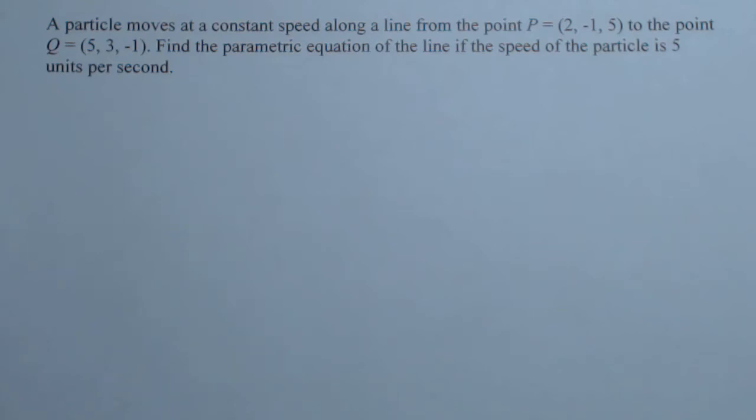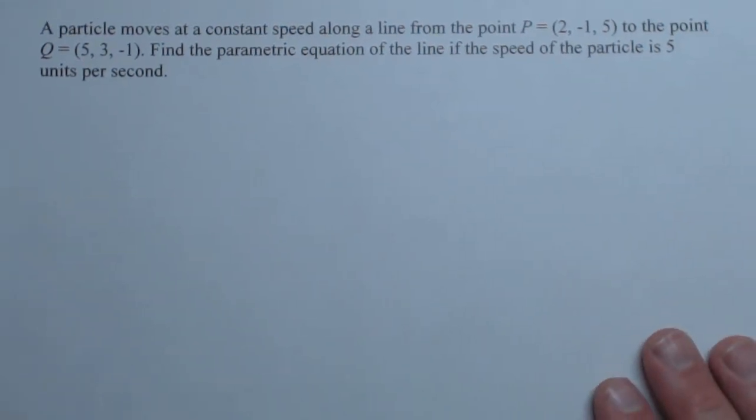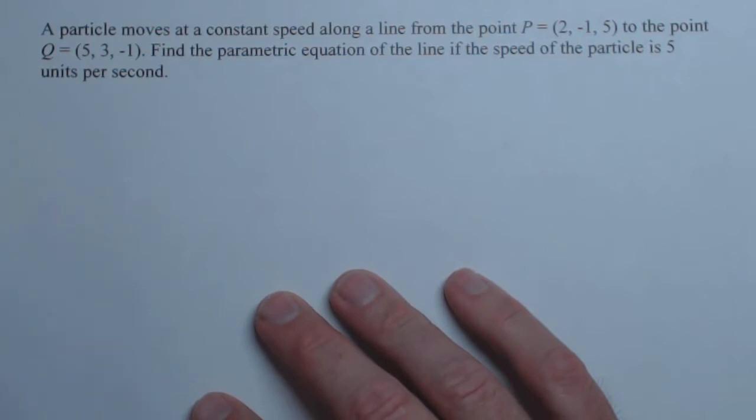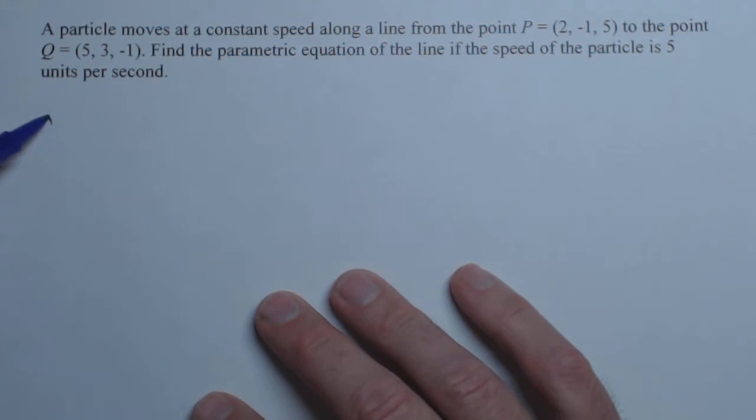So in this video, we have a particle moving at a constant speed between 2 points, and we want to find the parametric equations if the speed of the particle is 5 units per second. So we're given the speed in this case. So what we might want to think about is, what does our velocity vector look like? Well, it's a constant speed, so our velocity vector would be made up of constants, and basically it would be the vector between the 2 points.